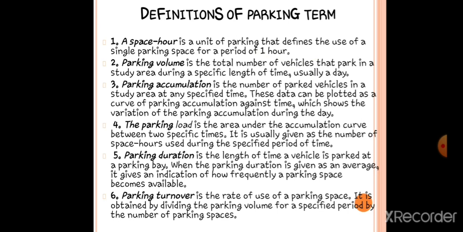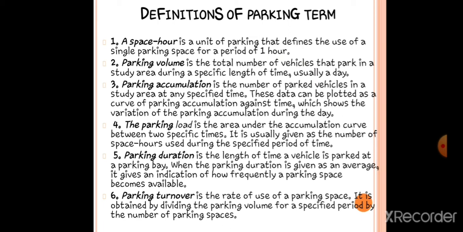Definitions of parking terms. So number 1, a space hour. A space hour is a unit of parking that defines the use of a single parking space for a period of 1 hour.